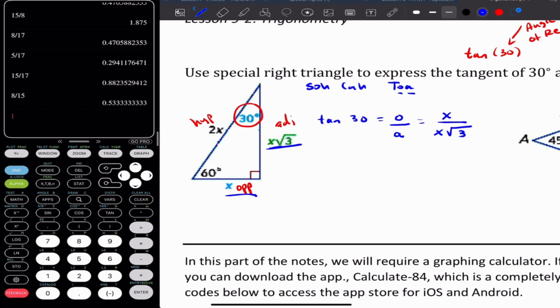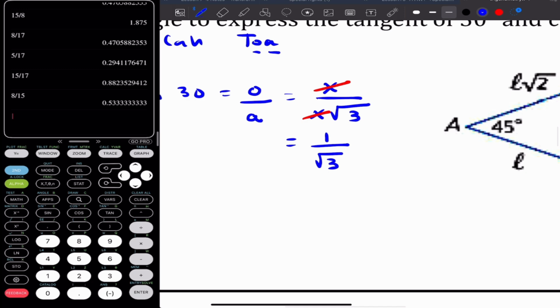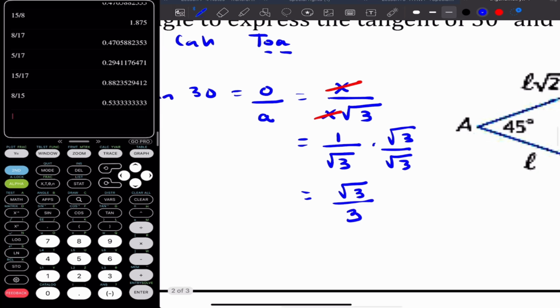So I can go ahead and cancel, because I have x divided by x, ignore the root 3 for now, we have x divided by x, that's going to cancel. So x divided by x is going to be 1, right? So that's going to be equal to 1 over root 3, now I'm going to put that root 3 in the denominator. So 1 divided by root 3, I can't leave that as my answer, I have to rationalize, so I got to multiply the bottom and top by root 3. So that equals root 3 over 3. And that is your answer. That is the tangent of 30.